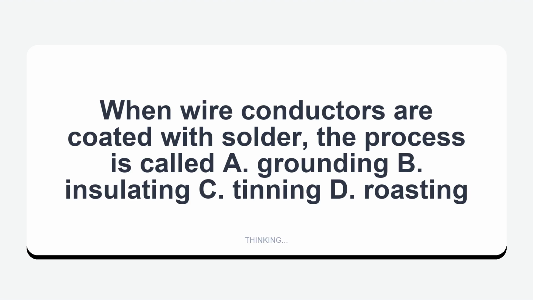When wire conductors are coated with solder, the process is called A. Grounding. B. Insulating. C. Tinning. D. Roasting. Tinning.